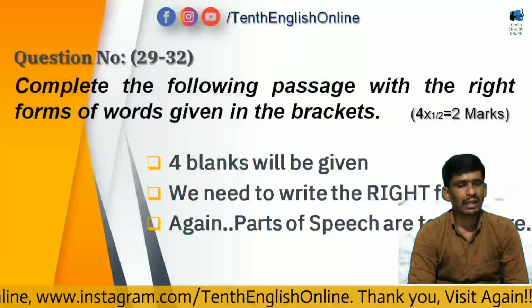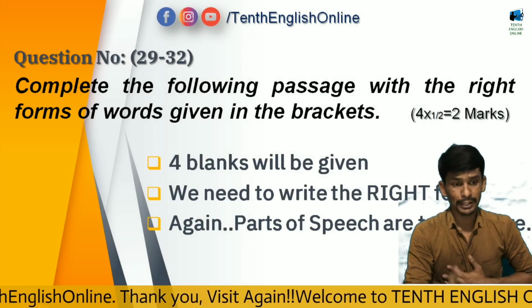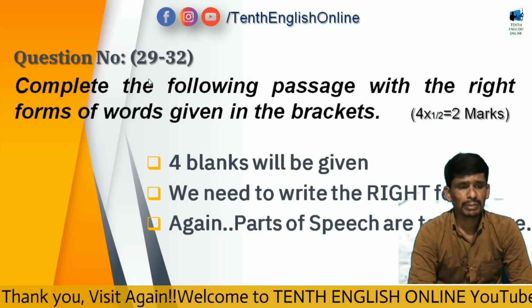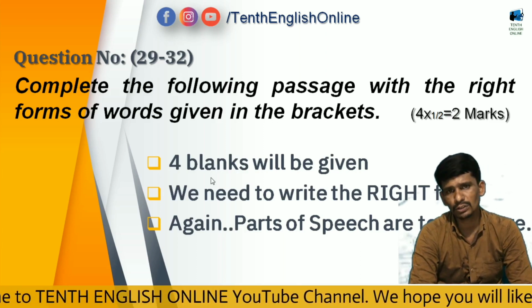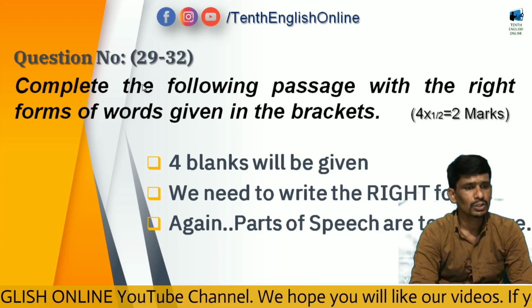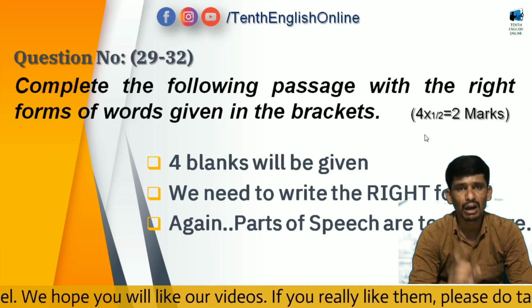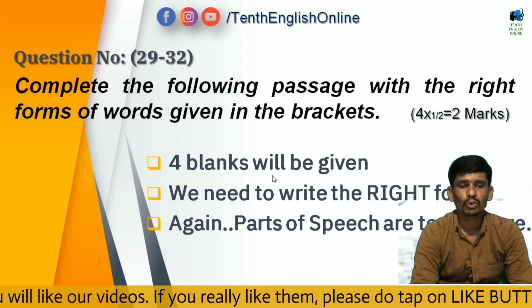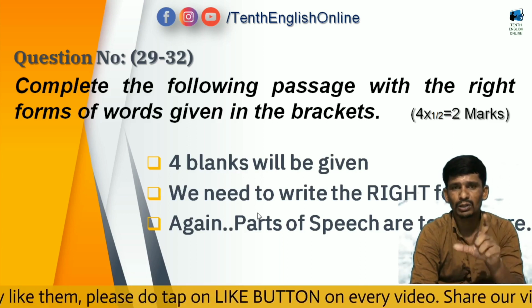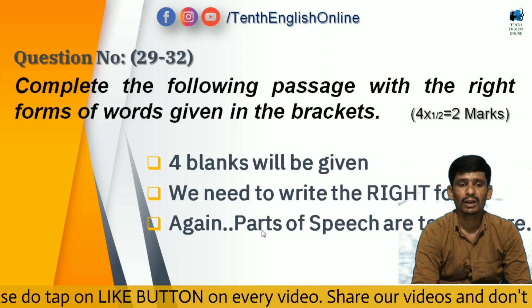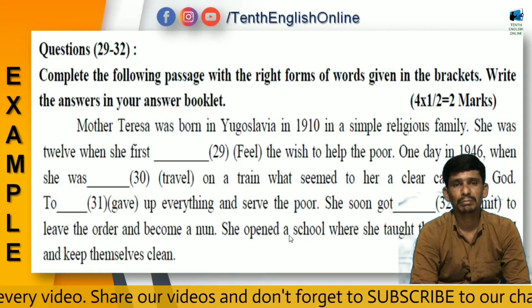Okay, and let's move on to the last bit in section B. The fourth bit in section B starts with question number 29 to 32. 4 questions are given here. Complete the following passage with the right forms of the words given in the brackets. Each question carries half mark only, and together 2 marks. So 4 blanks will be given. Beside every blank there comes one word in the bracket, and we have to write the correct form of that word only. Once again, parts of speech are covered here. Okay, let's see the sample example here.